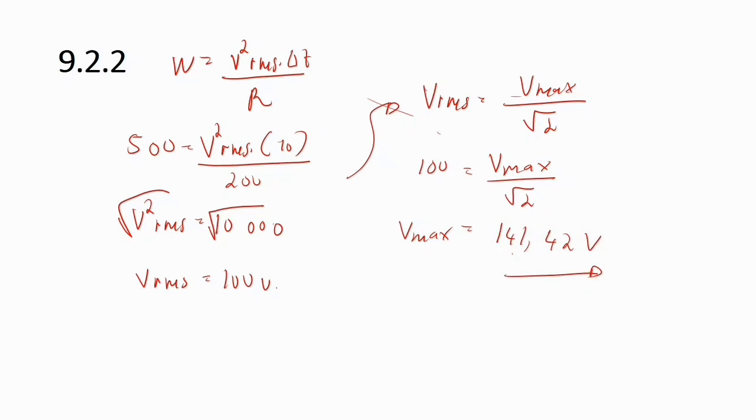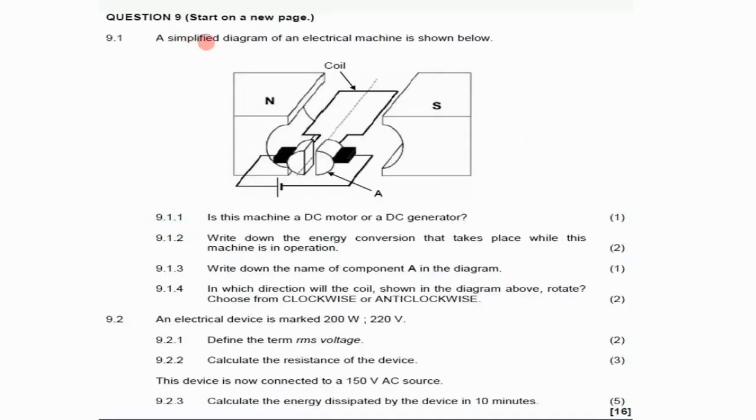Easy peasy. Question 9, it says a simplified diagram of an electric machine is shown below. Then we can see that this machine is connected to a power source. At least we know that, so we know this is a motor. Now they're asking us, is this machine a DC motor or a DC generator? So obviously this is a DC motor because it is connected to an external power supply.